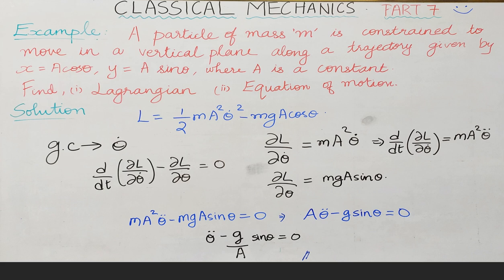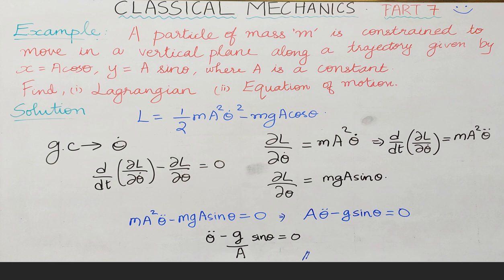The next step is to find the equation of motion. We have the Lagrangian now, and we know that the generalized coordinate here is theta. So next we have to use the Euler-Lagrange equation, that is the equation of motion. That is given as d by dt of dou L by dou q dot, where q dot over here is theta dot, minus dou L by dou q is equal to 0. So I have to find dou L by dou theta dot, and from the given Lagrangian I get m a square theta dot, and then differentiating this with respect to time I get m a square theta double dot.